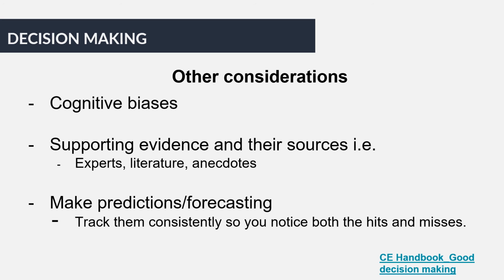The second one being supporting evidence and their sources. Good decisions are based upon better supporting evidence, and this can be sought from experts, for example, from literature review, from research, and anecdotal information that you can find. It is always vital when making decisions to ensure that you exhaust all the information opportunities that you can come across. The more information that you have, the better decision that you can make.